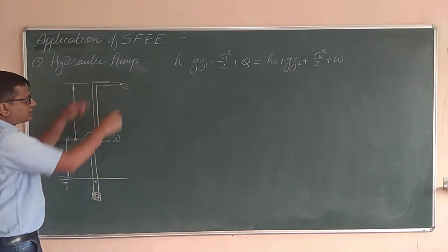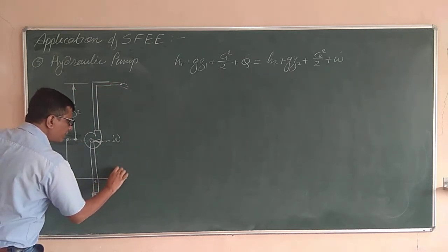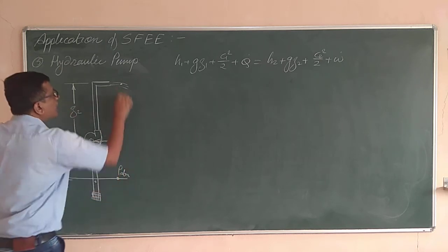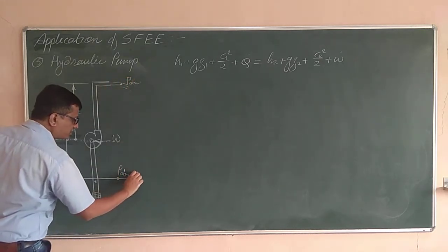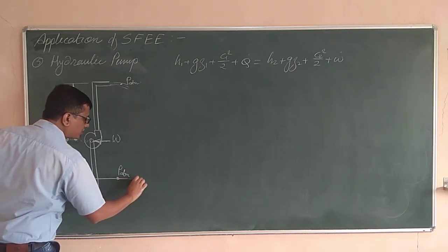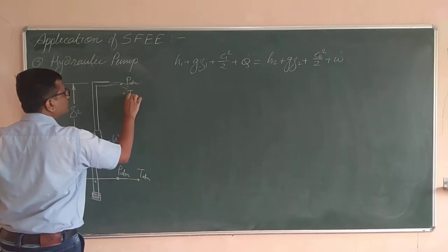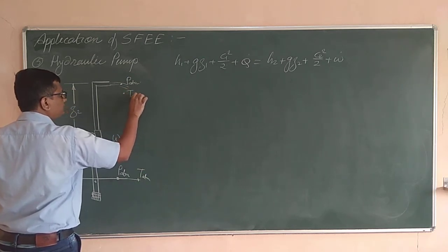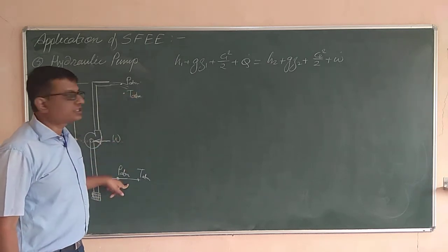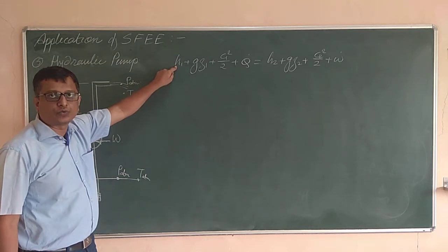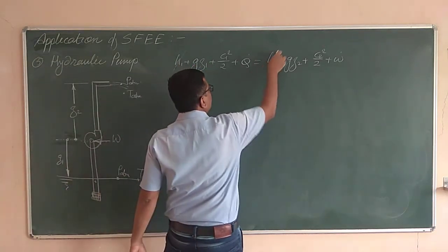there is no change in the temperature, no change in the pressure. Since here the pressure is atmospheric and here also the pressure is atmospheric. Here the temperature is T atmospheric, and the temperature is also the same here. So no change in the pressure, no change in the temperature, the enthalpy of that working substance, that is the liquid, will be the same, and hence H1 and H2 will get cancelled.